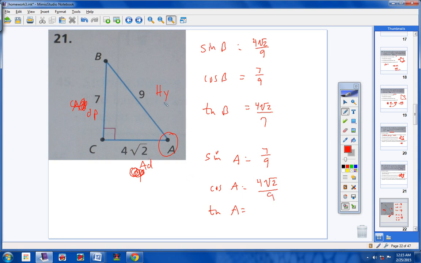Adjacent over hypotenuse. And tangent is opposite over adjacent. This is going to be tough here, guys. This is going to be really tough. Opposite is 7. Adjacent is 4 square root of 2. So we got to do some work on this.